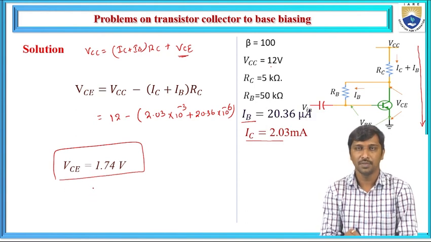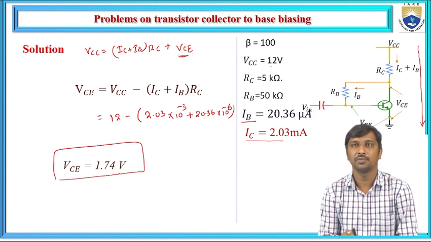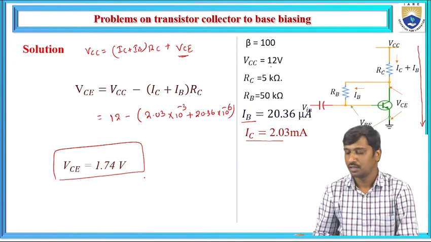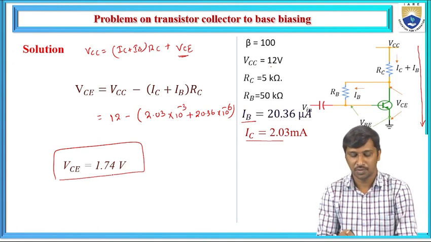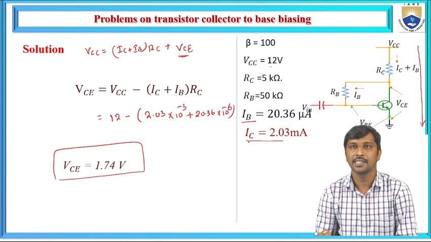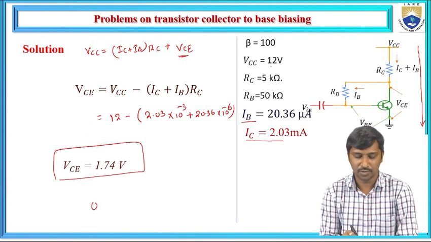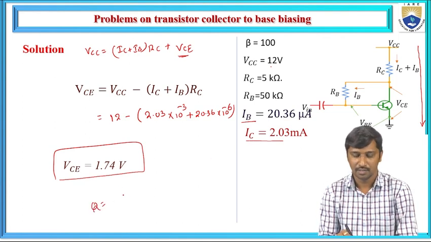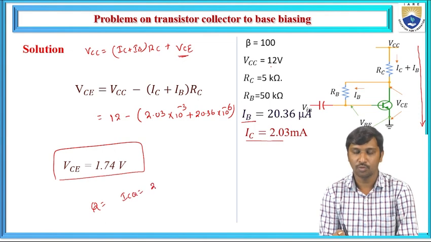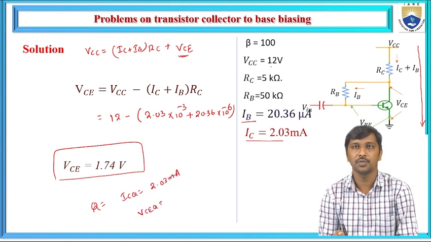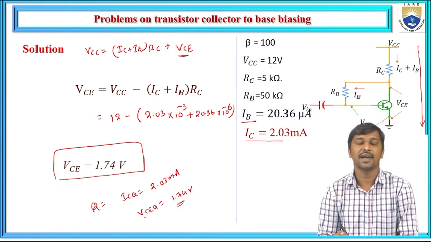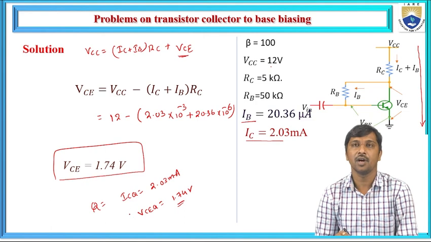VCE is equal to 1.74 volts. Up to this point, we have found the VCE parameter and the IC parameter. Hence, to define the quiescent point, the Q point, ICQ is 2.03 milliamperes and VCEQ is 1.74 volts. These two parameters define the operating point of the transistor amplifier.